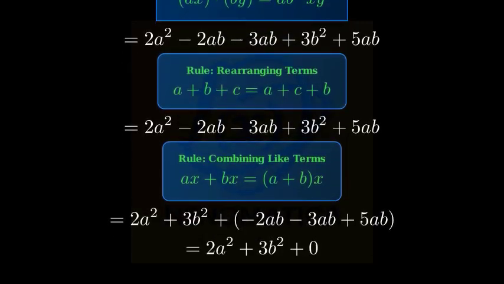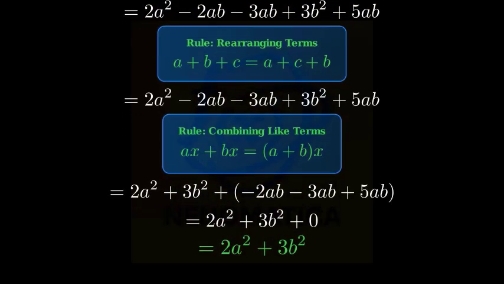Negative 2 minus 3 plus 5 equals 0. So the ab terms cancel out completely. And our final answer is 2a squared plus 3b squared. We can write this more concisely without the 0 term. Now, let's look at our second example.